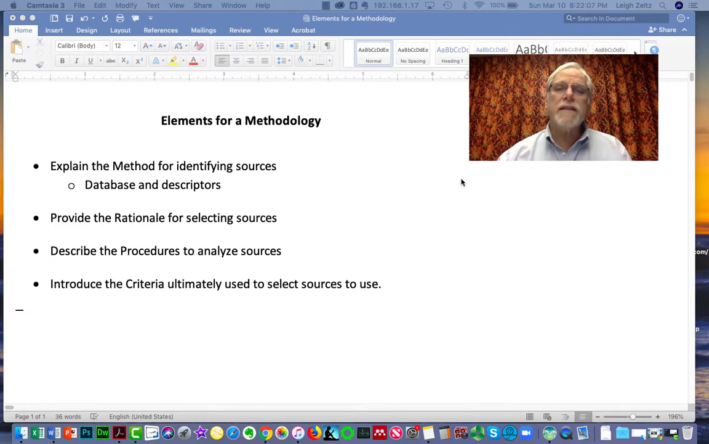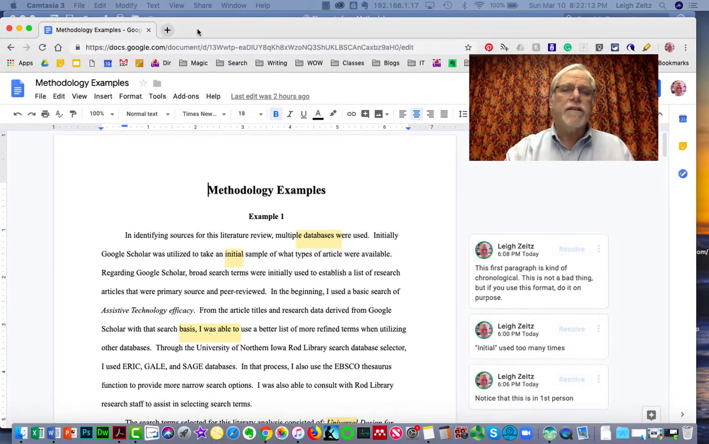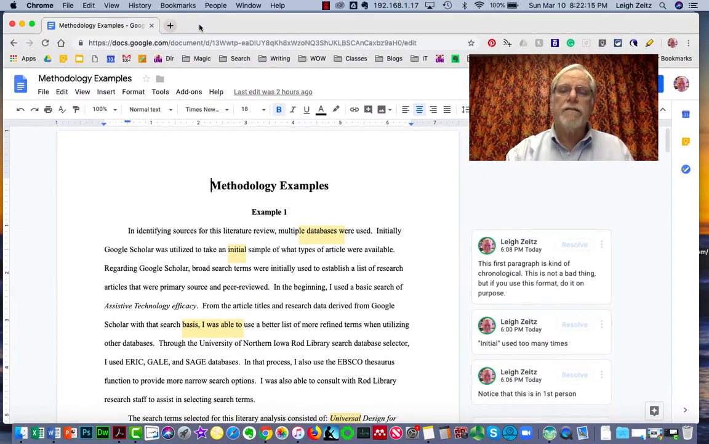Okay, let's take a look at some reviews. I have some examples here, and you'll notice that there is a link below which has a link to this file. You should be able to see that I have the methodology examples. I have four examples here, plus I have comments going up and down the right-hand side. When you load it, it might take a little while for the comments to show up, so be patient.